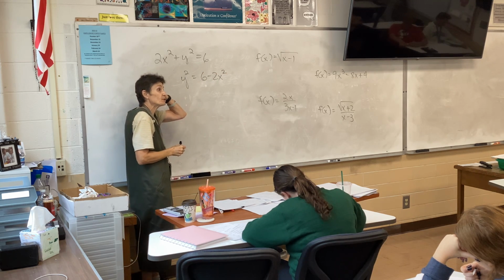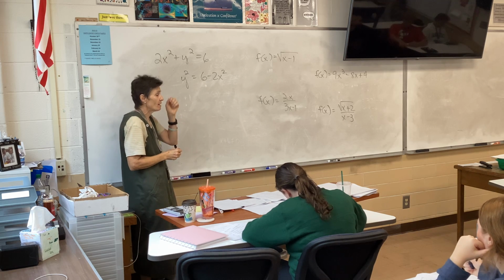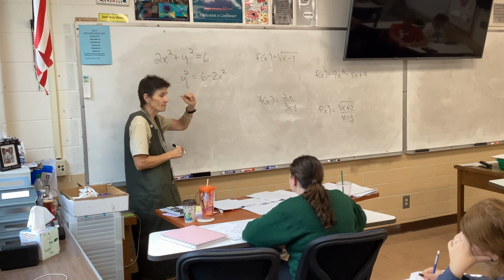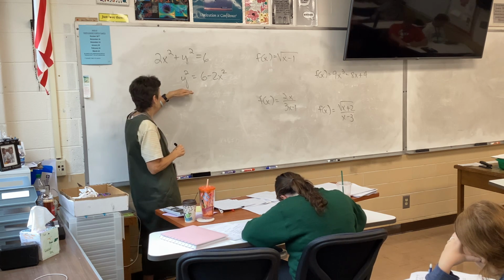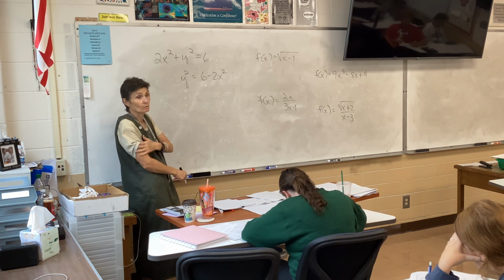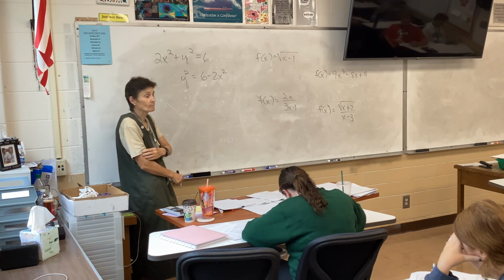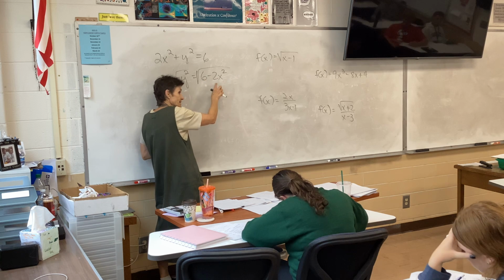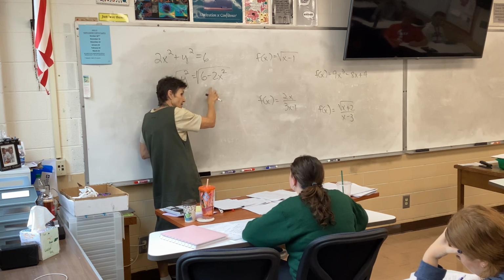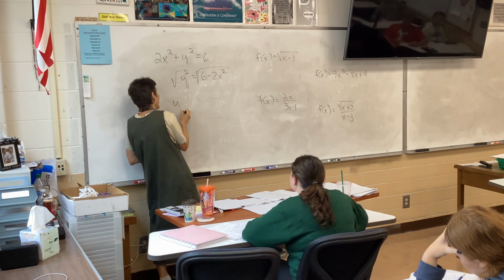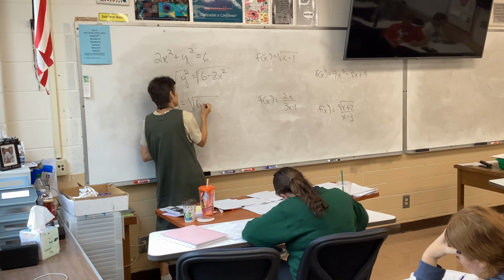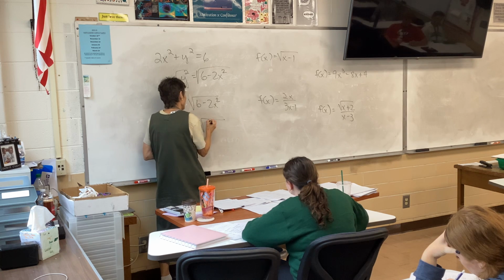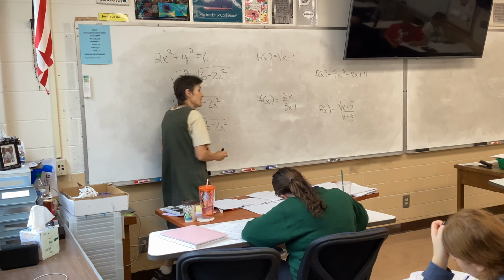Some of you like to put the 2x squared in front, which is fine. So if you have negative 2x squared plus 6, totally fine, doesn't make any difference. Once you get to y squared on its own, then what do we do? Square root. And when we square root, do we do anything to this ever? No. So y equals the square root of 6 minus 2x squared.